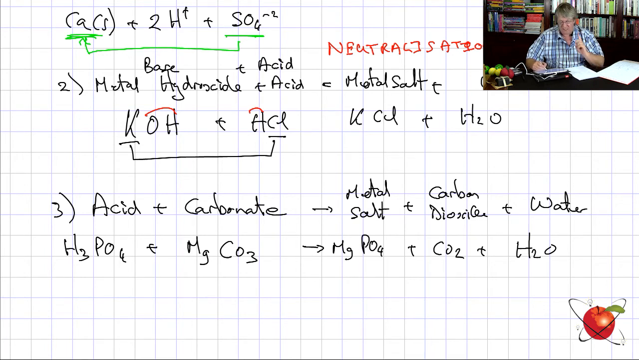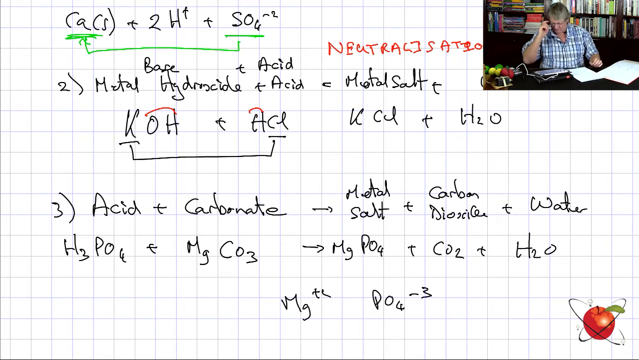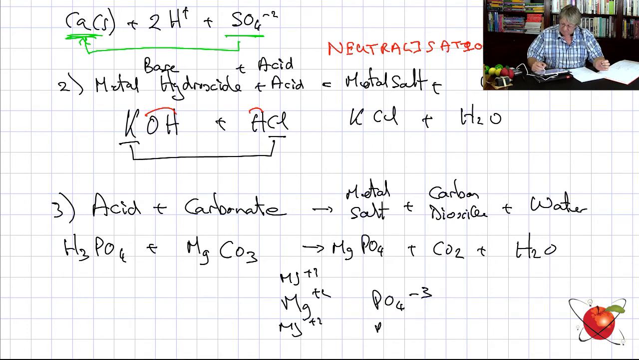But PO4 is a -3. So let's have a look. Mg plus 2, PO4 -3. What do we get? Mg plus 2 means I've got to have 3 of these and 2 of those, doesn't it? Because I've got to have Mg plus 2, Mg plus 2, and another PO4 -3. That's -6 plus 6. So it's Mg3 PO4 2. Can you see that?